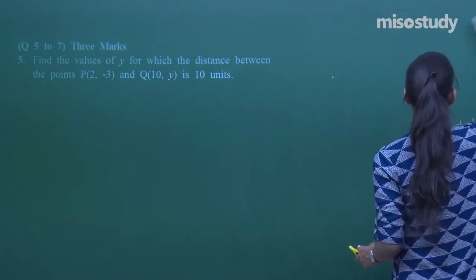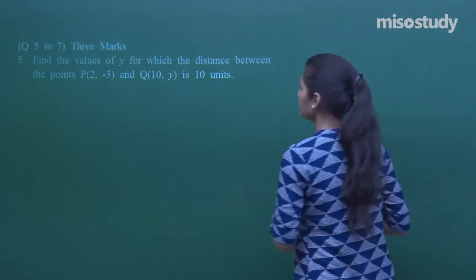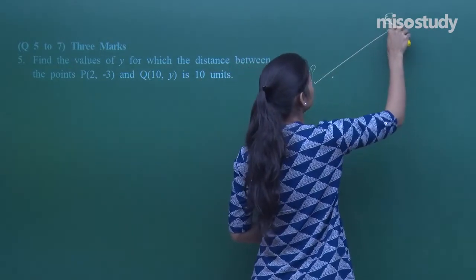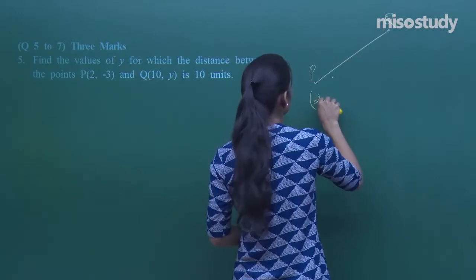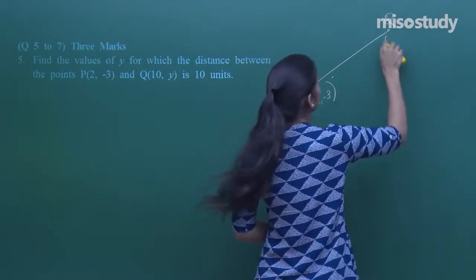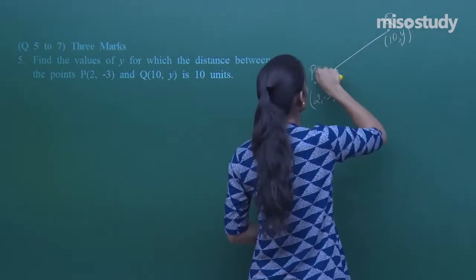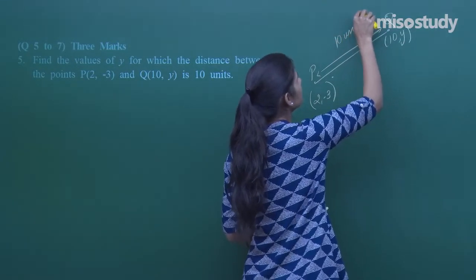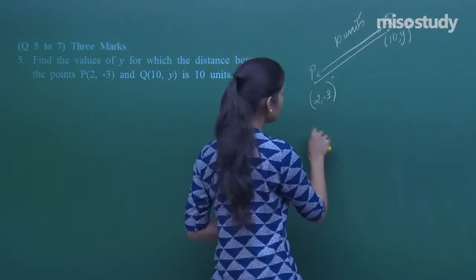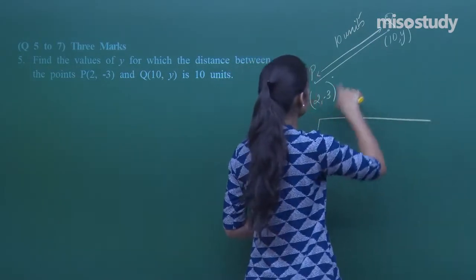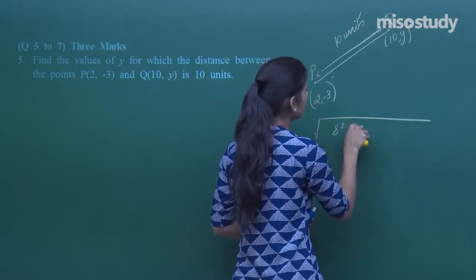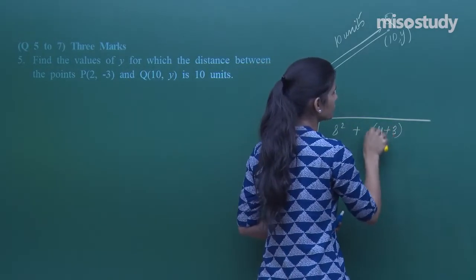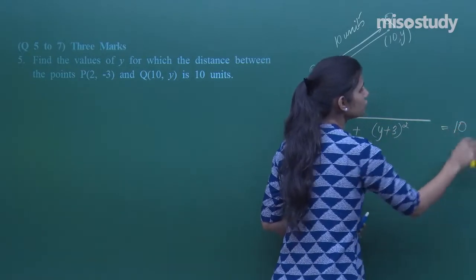So it's given to you that the distance between these 2 points P and Q, say this is P and this is Q. P is 2, minus 3 and Q is 10, y. This distance is 10 units. What is the distance between 2 points? It is under root of 10 minus 2 whole square plus y minus minus 3, so it is y plus 3 whole square. This distance is given to you as 10.